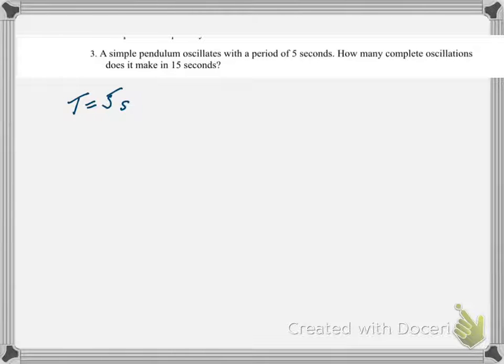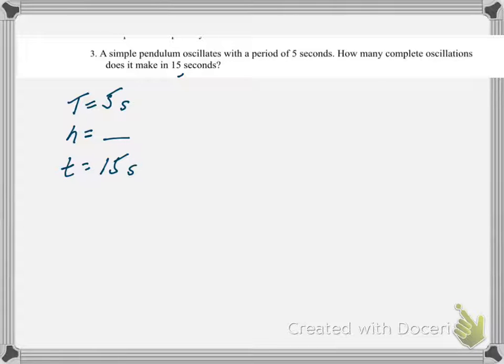And they want to know how many complete oscillations. So that's cycles or rotations. That's what we're looking for, and we know that has no units. That's the unknown. How many oscillations does it make in a time of 15 seconds? So that's a lowercase t, and that's 15 seconds.